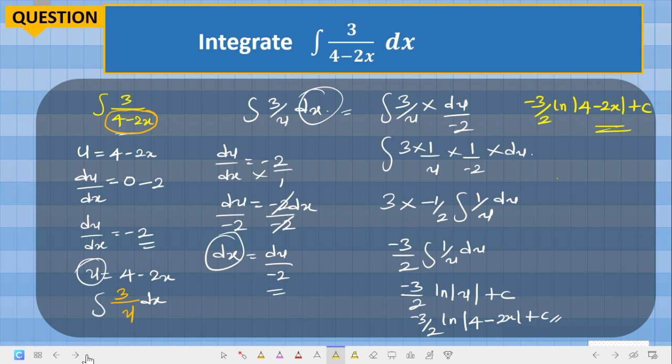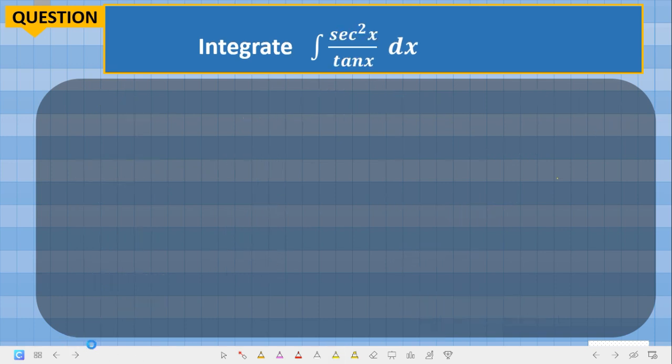Okay, let's look at the next question. The next question says integrate sec square x all over tan x, dx. Now we are still going to make a u substitution. Let u be equal to everything under, so let u be equal to tan x.